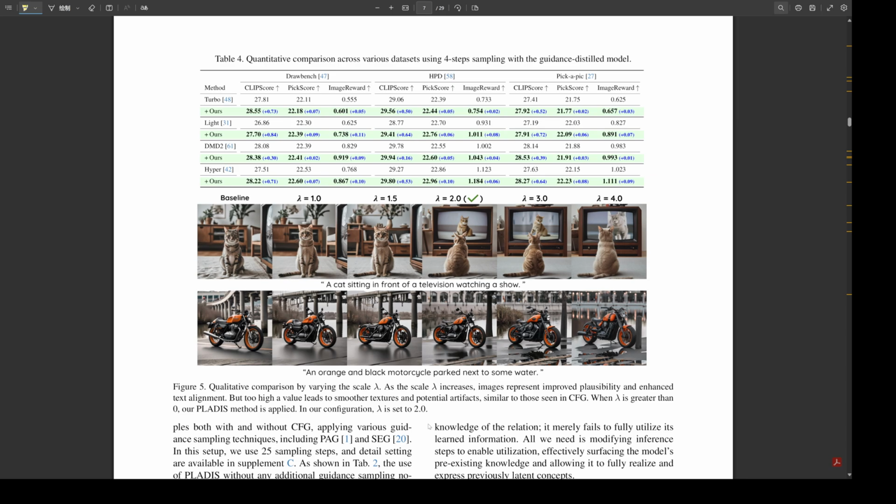Makes sense. And for lambda, they found an optimal range too. So there's a sweet spot for how much influence the sparse attention should have. Right, not too weak, not too strong. Goldilocks zone. Haha, exactly. And is this PLADIS thing only good for one specific model?